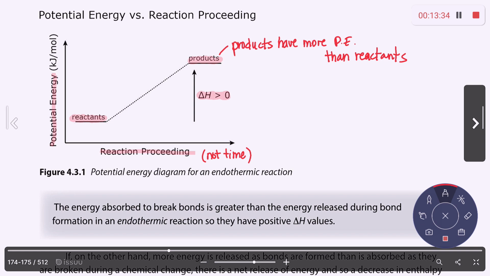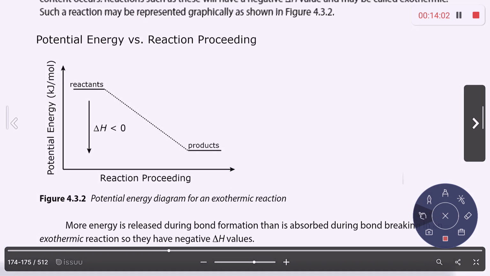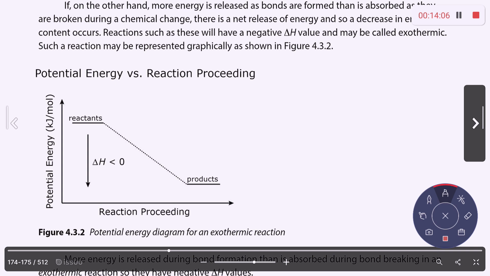Okay, so this would be a potential energy diagram for an endothermic reaction. It will always look the same, okay? If you take a look at the other potential energy diagram underneath this, that one is for an exothermic process. Each axis is labeled the same. The only difference is that you have a negative delta H. So if you come down here, here you've got your potential energy on the y-axis, the reaction proceeding on the x-axis. Notice your delta H is negative. This is the potential energy diagram for an exothermic reaction. Here you will notice that the reactants have more potential energy than the products.